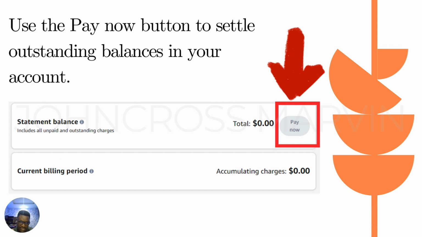So this is a screenshot from my dashboard, and the reason behind that is I don't have any outstanding payments to be made, right? But if there is an outstanding payment that I need to make, what I just have to do is to click on Pay Now.